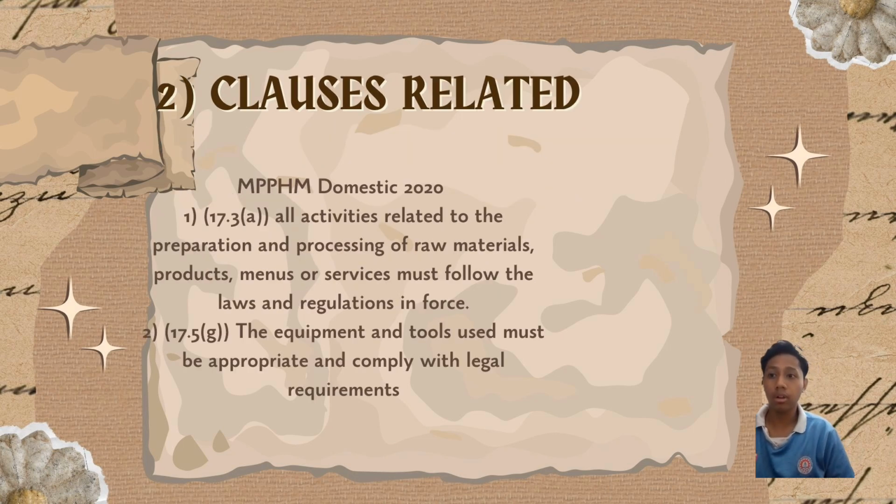Number 2, the clause that is related to this NCR. First is the MPPHM Domestic 2020. So we go through clause 17.1, 7.3A. All the activities related to the preparation and processing of raw material, product, menus or service must follow the law and the regulation in force. Number 2 is on clause 17.5G. The equipment and tools must be appropriate and comply with the legal requirement.